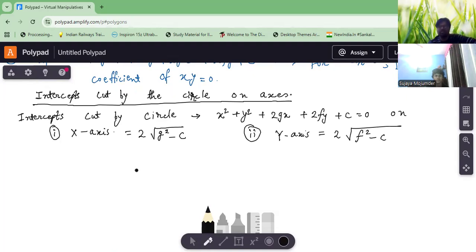I hope you have understood the length of intercepts. Just now you saw the circle cutting and passing through. This was the length of intercept only. Please copy this.